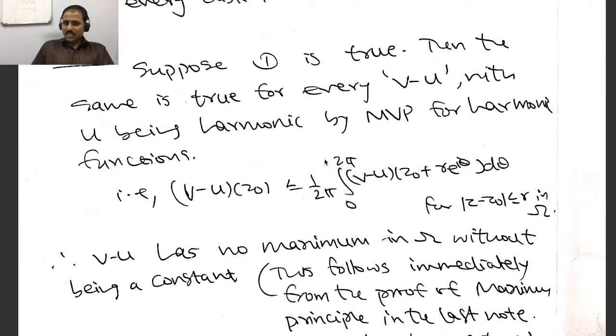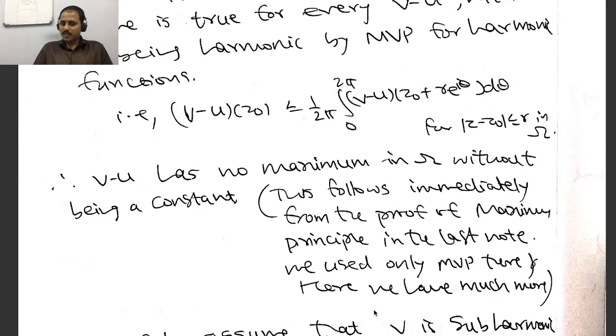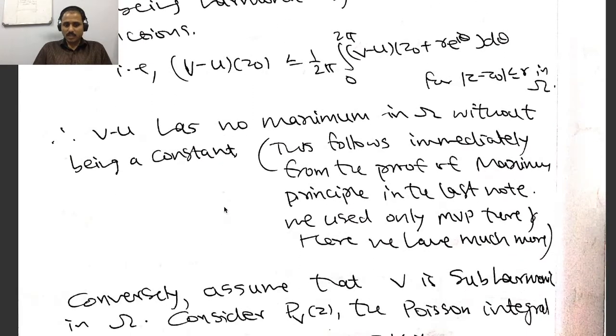Since this is satisfied, you can easily see that v minus u satisfies the mean value property, which will give you that v minus u at z0 is less than or equal to this point. Therefore, v minus u will not have any maximum in omega without being a constant, because the maximum principle follows from this mean value property. Even this inequality will give you the same proof, because you have inequality here. So that tells you that the condition 1 implies that v is subharmonic.